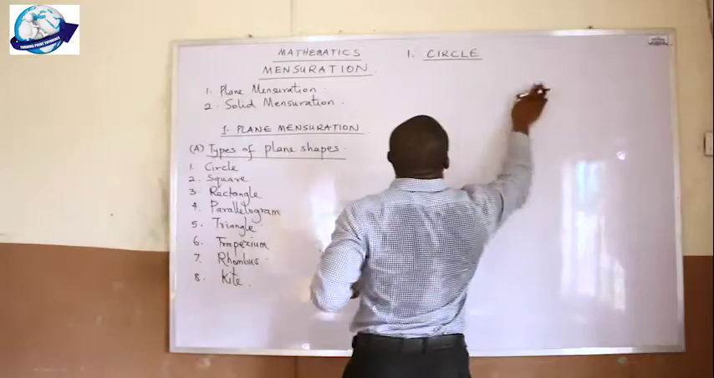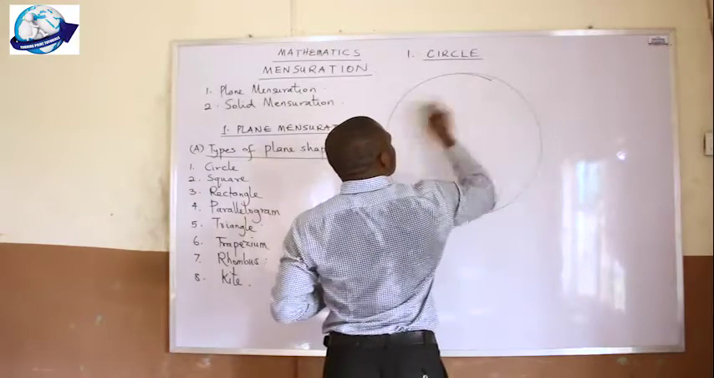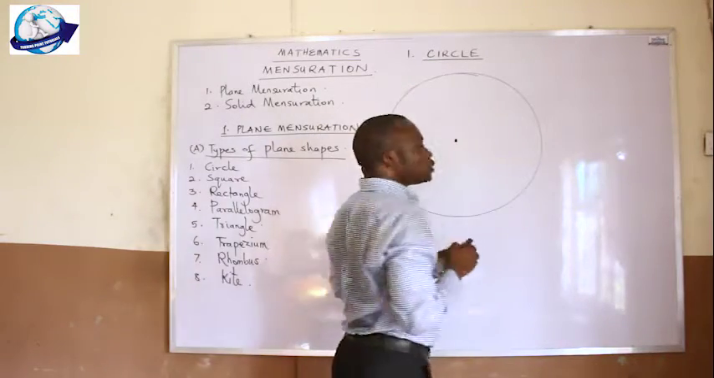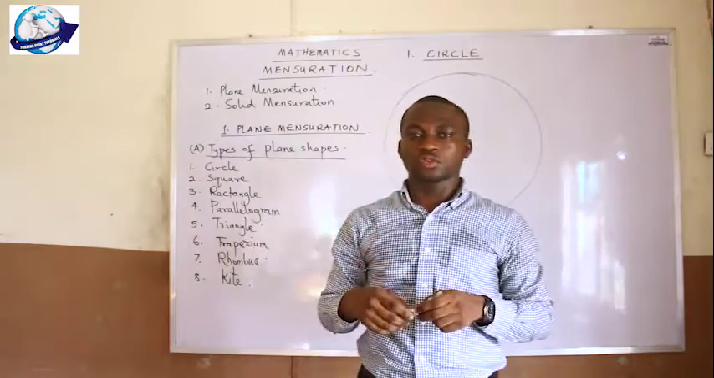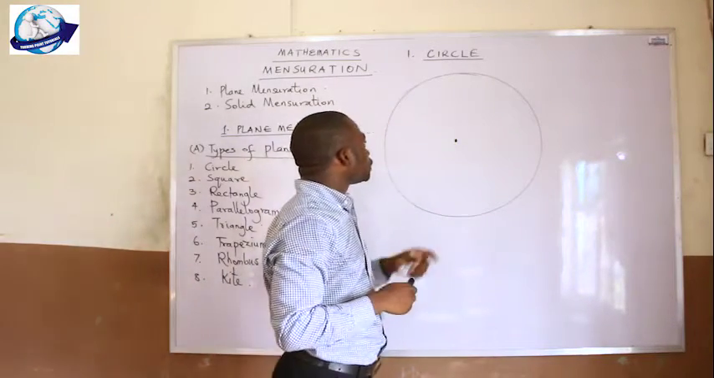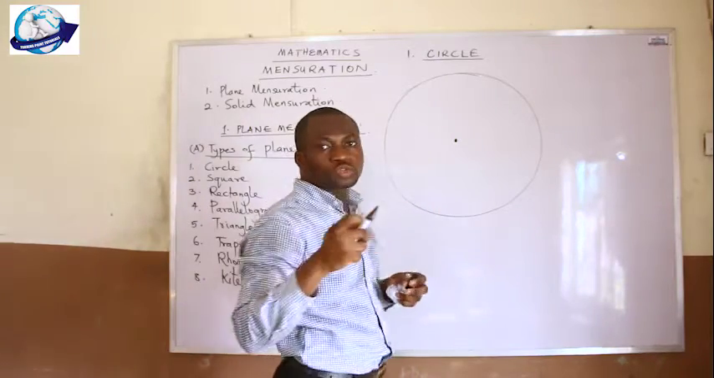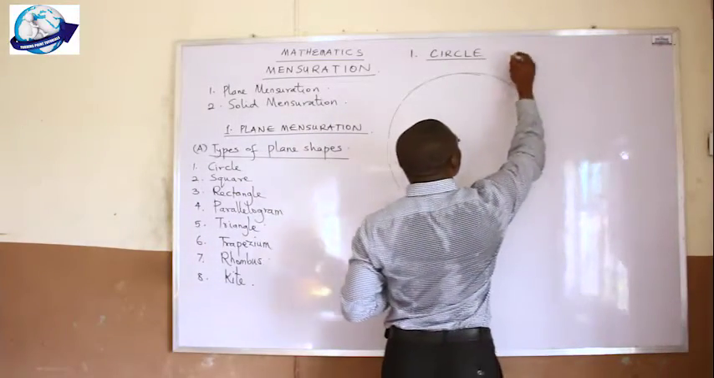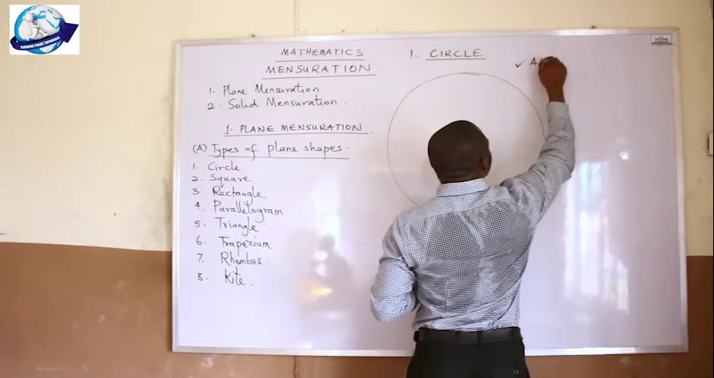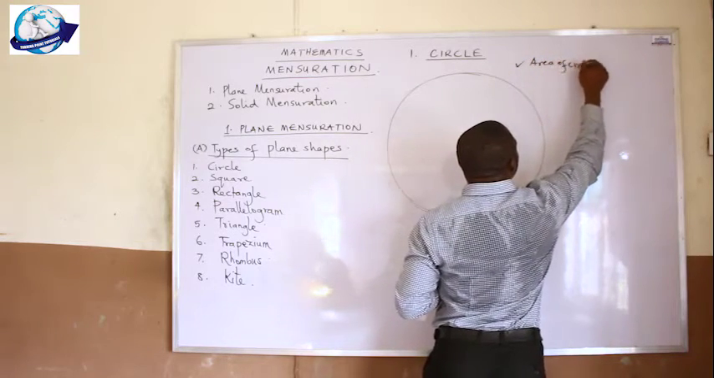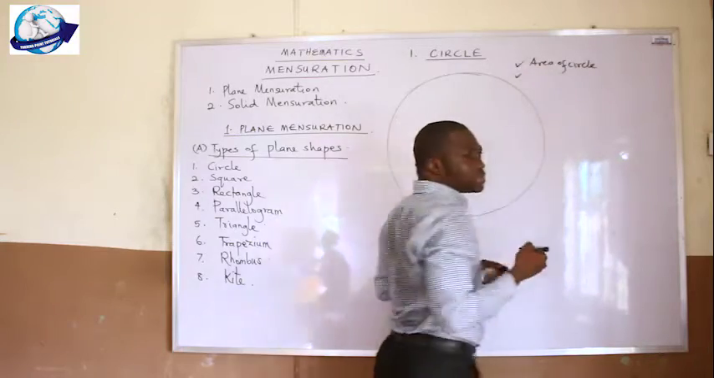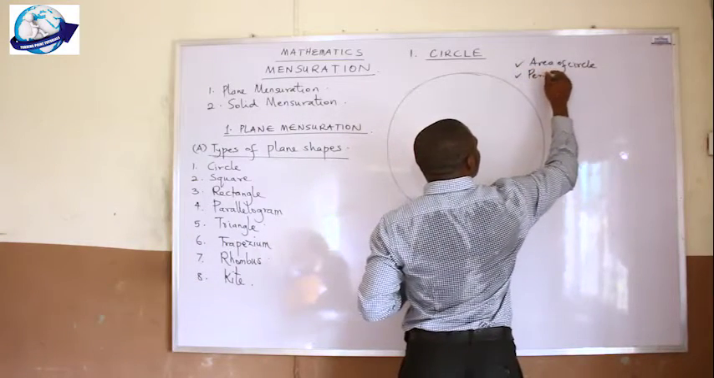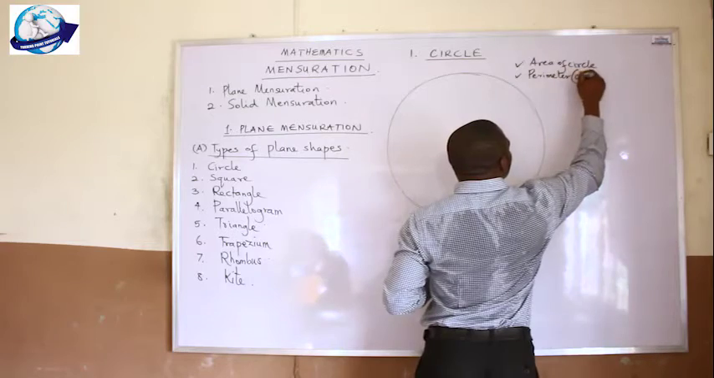Let's look at this. This is a circle. Alright. I will assume the center, that's the center of the circle, and from there we can look at other properties. Now, on this circle, in your primary school days, you were taught the area of the circle. So I'm taking the first formula, the area of a circle, and you were also taught the perimeter, which you can also call the circumference of a circle.